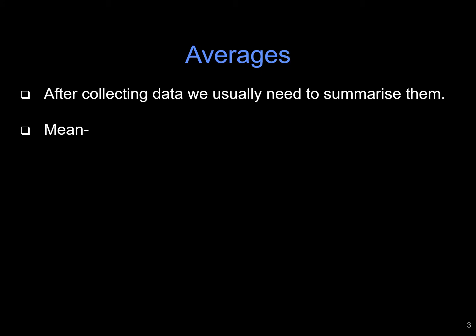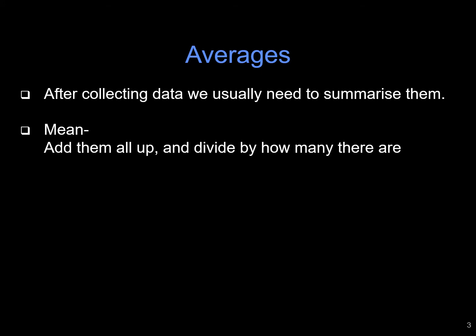The first is called the mean, and we find this by adding up all the recorded values and dividing by how many there are. This can be written as x bar equals sigma x divided by n. X bar is a symbol for the mean, sigma means add up or sum, x is the individual recorded values, and n is the number of values recorded.